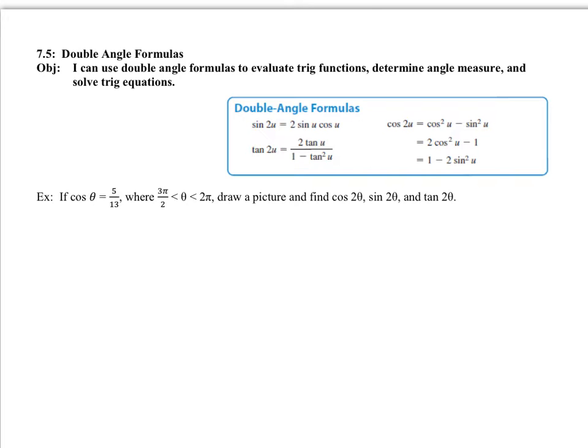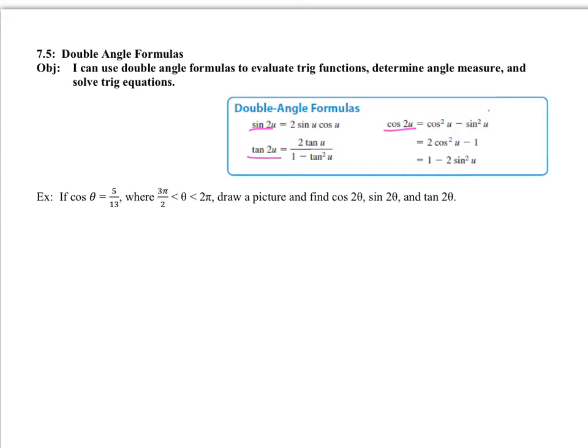Our final group of formulas are called double angle formulas. In Lesson 7.5, we'll evaluate trig functions and determine angle measures using these double angle formulas. Like the sum and difference formulas, we have a measure for sine, cosine, and tangent.